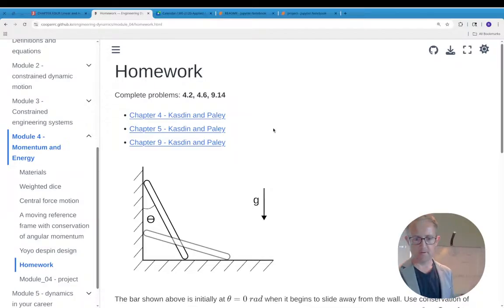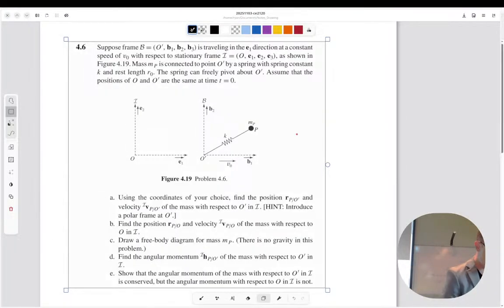So last Wednesday we did problem 2 for chapter 4. And now we can go right into 4.6, looking at this moving frame, a moving frame of reference. The main thing here is looking at conservation of angular momentum in different frames. What does it mean? How do we define it? And what does that do for us?